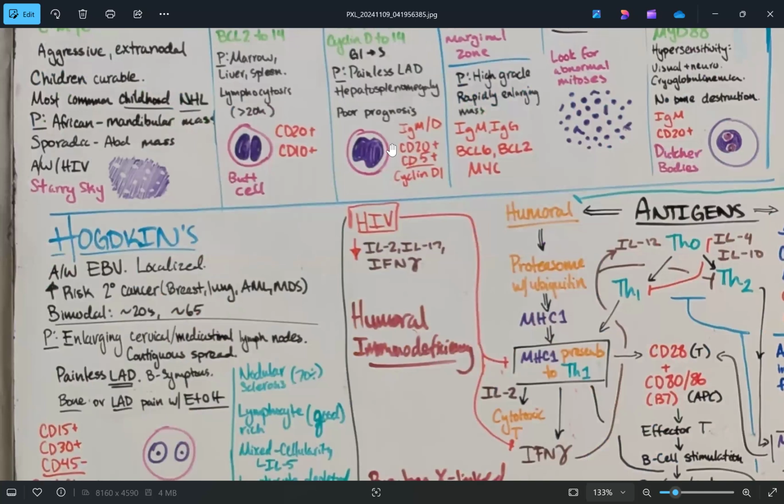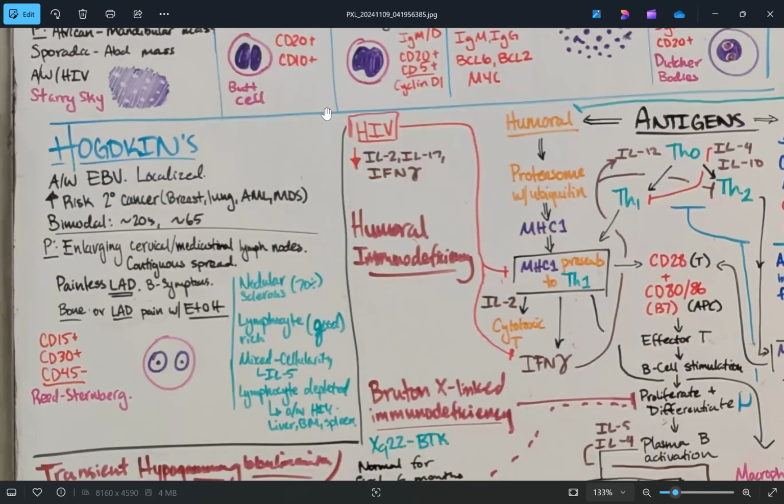So if you're looking for a test where you have your heterophiles, if they say that on an exam where you're thinking about lymphomas, you'll automatically think Hodgkin. It'll increase your risk of secondary cancers, so breast, lung, AML, and MDS. It is also a bimodal distribution of age, so you'll generally see it in either people in their 20s or around 65. So if you see a question that talks about bimodal for some reason, or they talk about someone in their 20s or 65, this will be one of the diseases you think about.